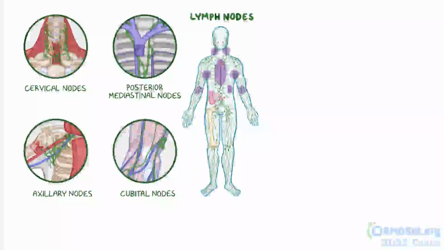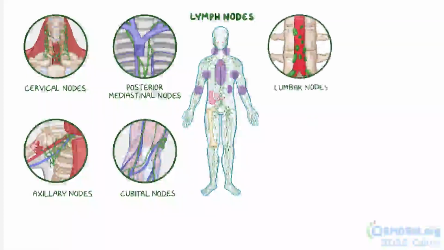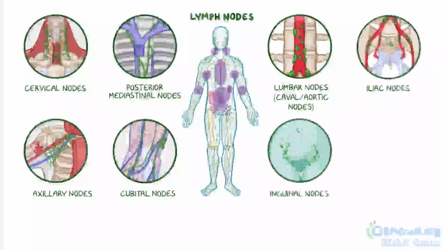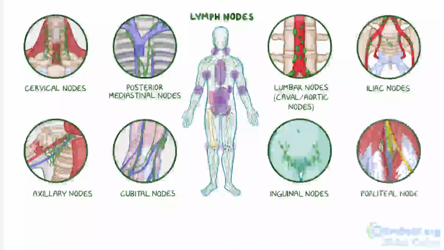Further down the arm are the cubital lymph nodes, which lie in the cubital fossa on the anterior part of the elbow. The lower part of the body is also full of lymph node groups, which lie around the pelvis and lumbar areas. First are the lumbar lymph nodes, which are also called the caval or aortic nodes due to their proximity to the inferior vena cava and the abdominal aorta. Next are the iliac lymph nodes, which lie around the iliac blood vessels, and the superficial and deep inguinal lymph nodes, which lie around the groin. Finally, on the posterior aspect of the knees lie the superficial and deep popliteal lymph nodes.